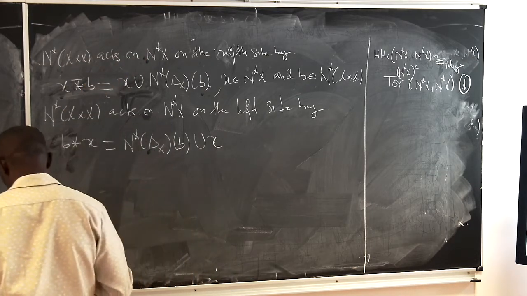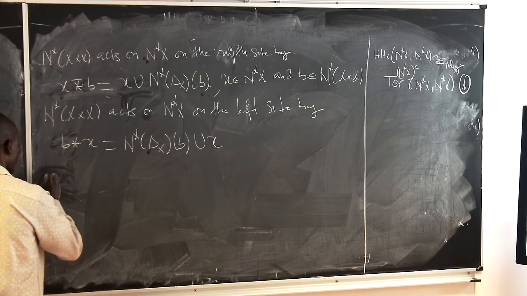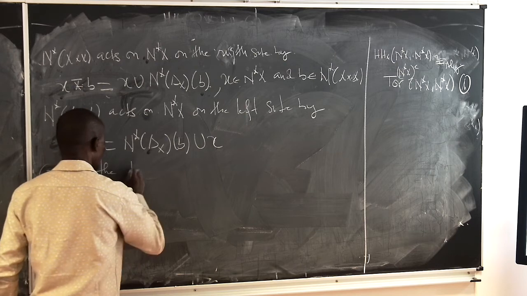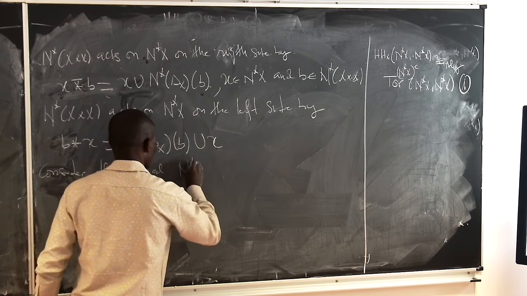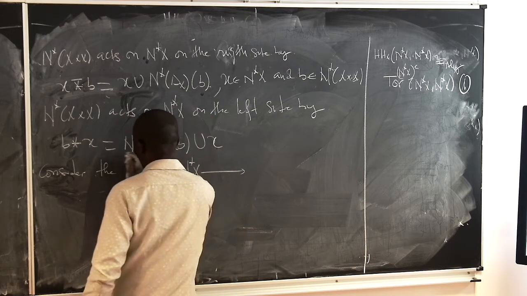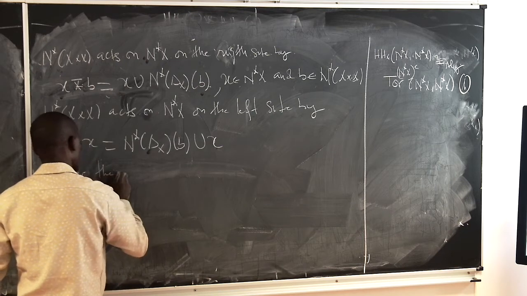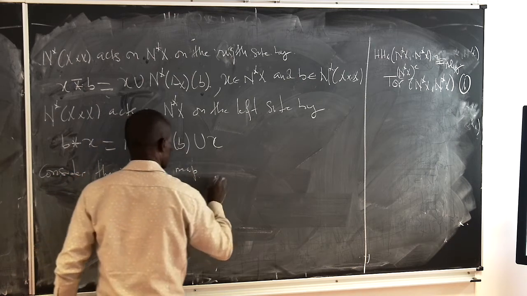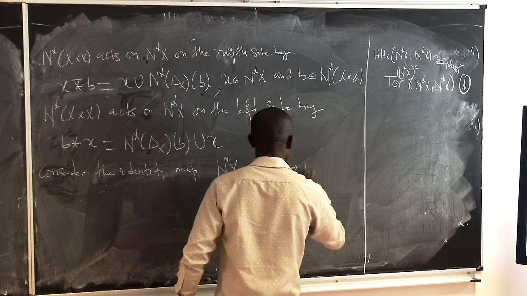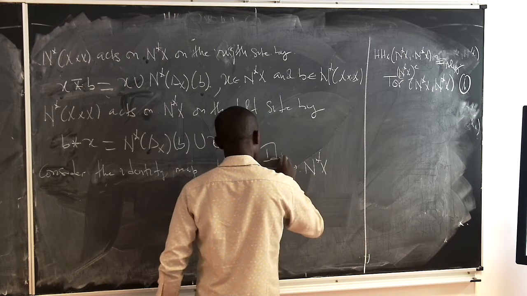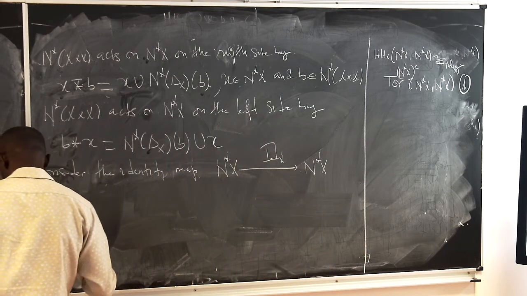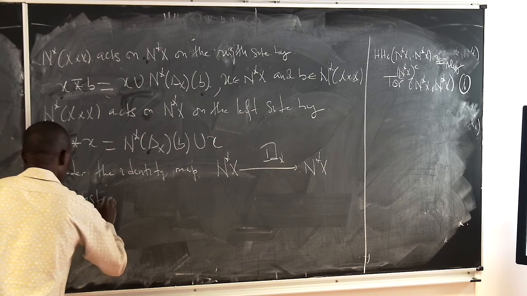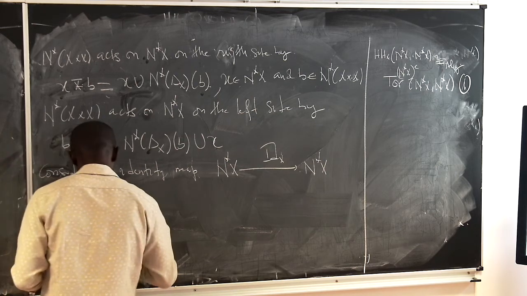So with this, we consider the trivial map, the identity map. It satisfies the following relation.